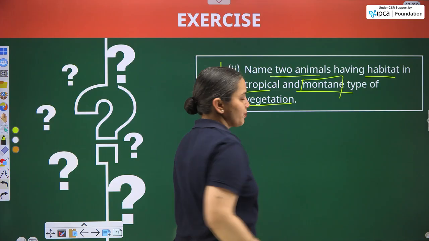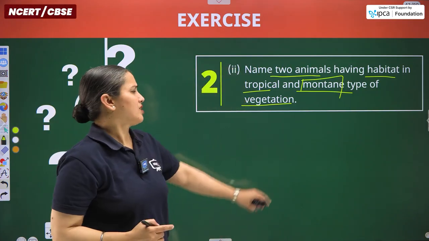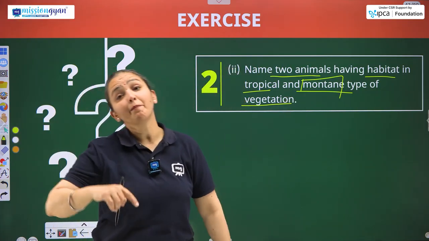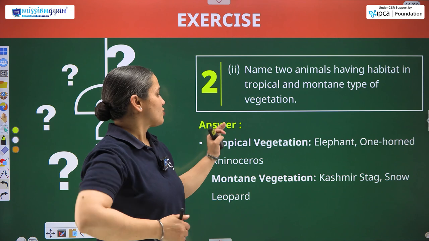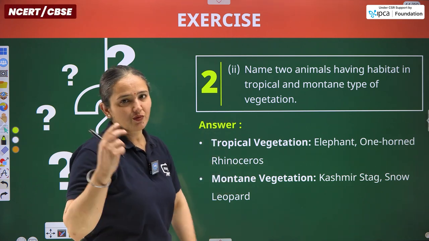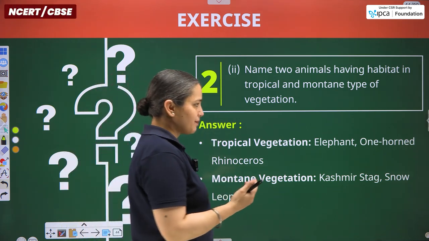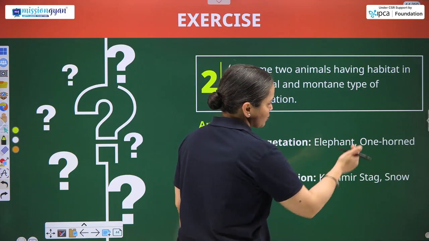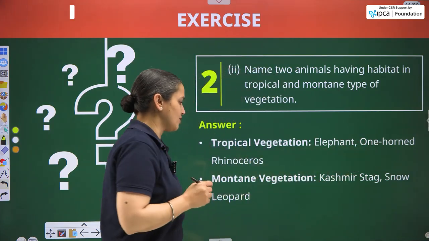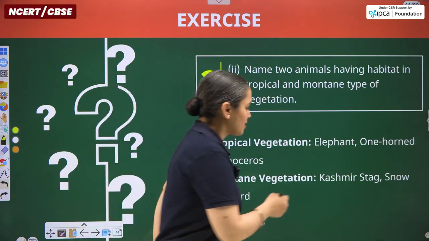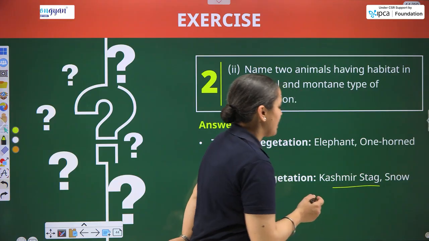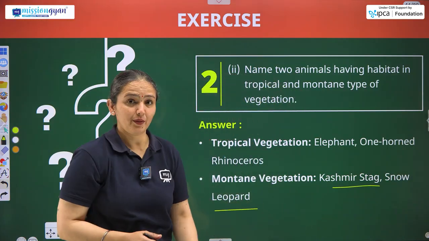Next question: name 2 animals having habitat in tropical and mountain types of vegetation. Mountain, I hope you still remember. So within the tropical vegetation, we have to give 2 animal names: elephant and one-horned rhinoceros. Within the mountain vegetation, there live the Kashmir stag and the snow leopard.